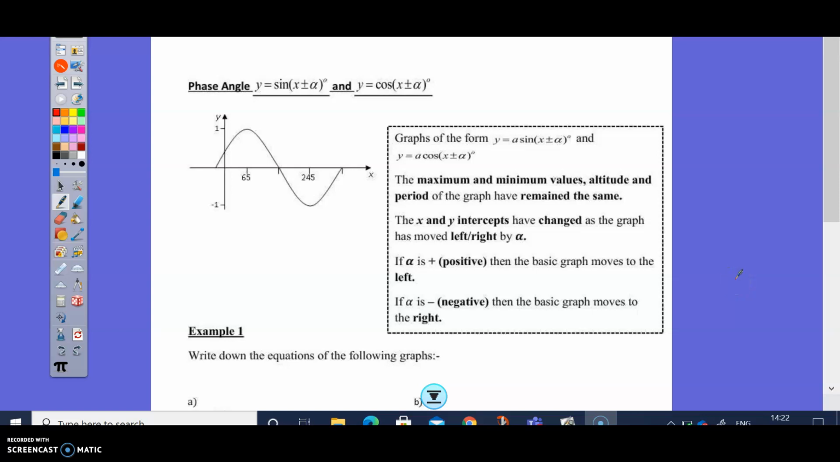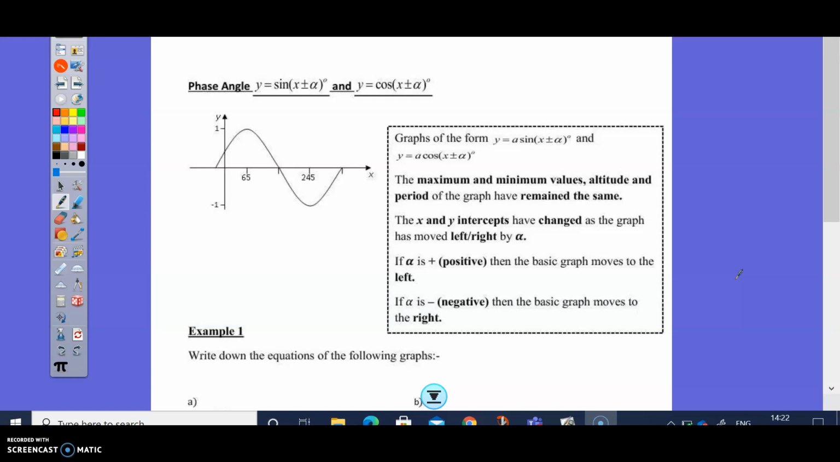Okay, last bit of trig graphs then. Today we're going to look at trig graphs of the form y equals sine x plus or minus a, or alpha as it is here, makes no difference. And you'll notice that it's in the bracket this time.